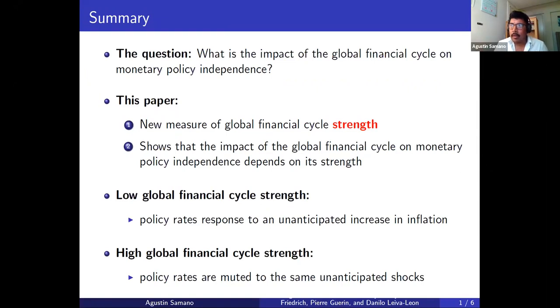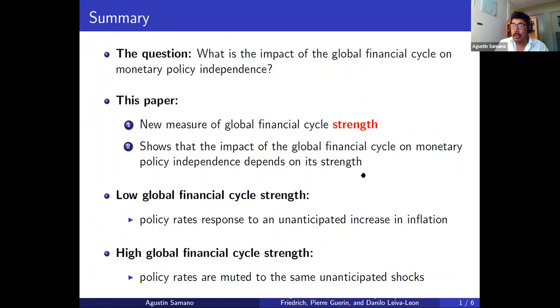The question from this paper is, what is the impact of the global financial cycle on monetary policy independence? And more than the global financial cycle, Kristin and co-authors also develop a new measure, which is the strength of the global financial cycle. And they show that the impact of the global financial cycle on monetary policy independence depends on how stringent the cycle is.